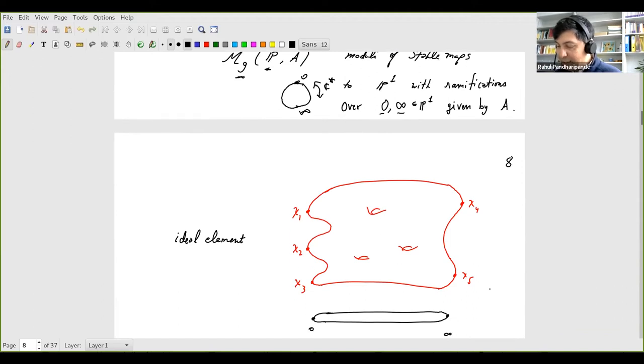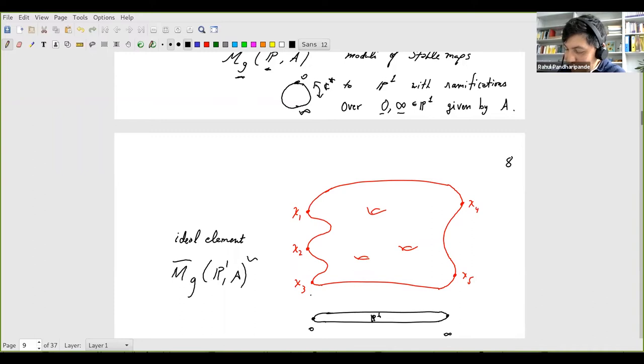This is an ideal element of this space, M, G, P1, A, rubber. So the ideal element looks like this. This is supposed to be P1, which I've drawn as some kind of sausage, and mapping to it is a curve, the genus G curve. Of course, you can't really draw this thing properly on the page. The dimensions get screwed up.